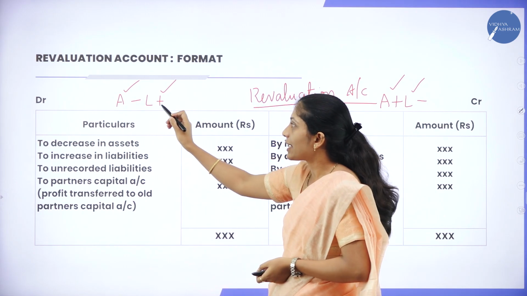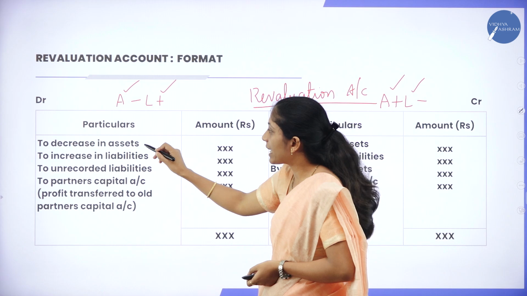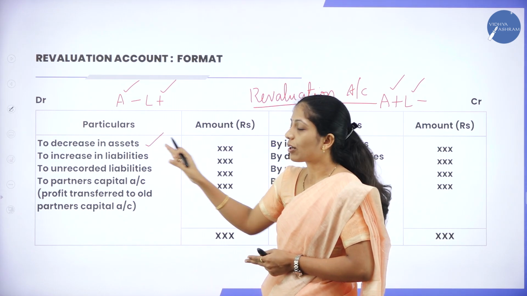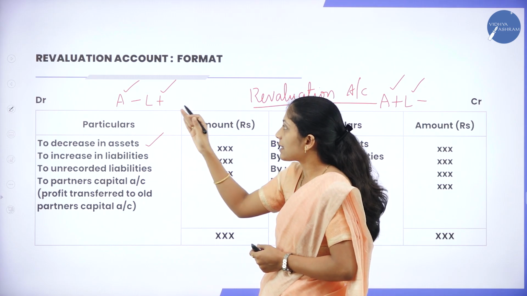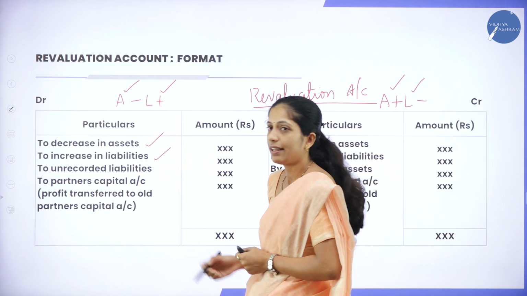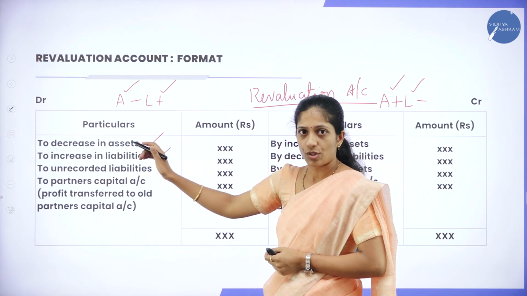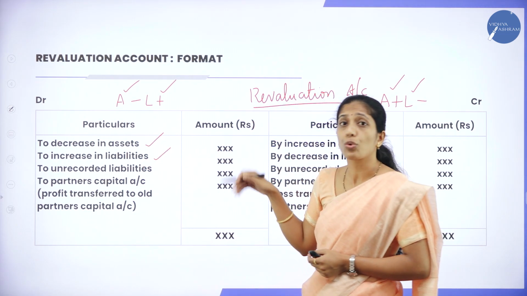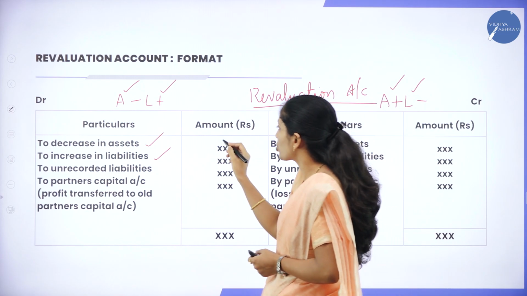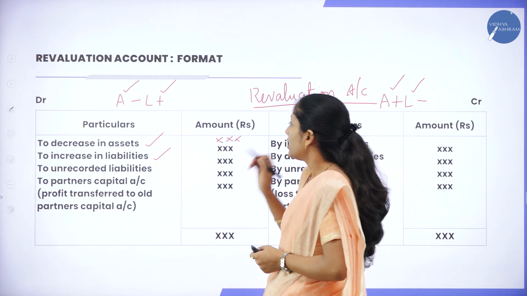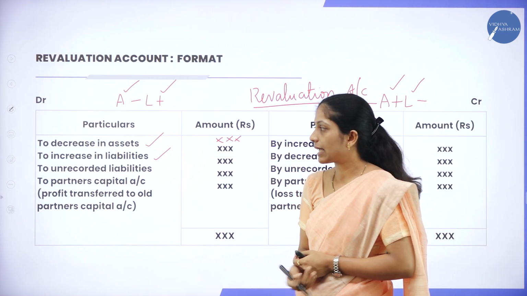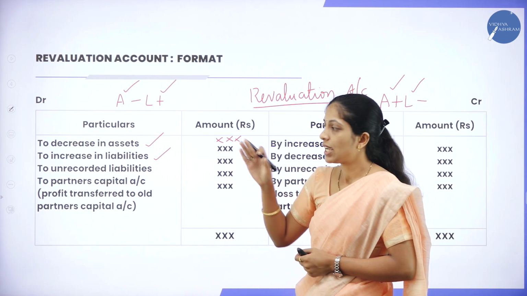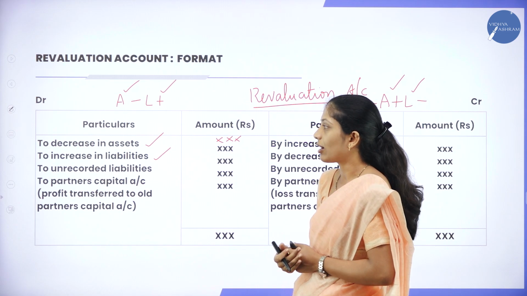Now, as I told you, A minus, in the sense decrease in assets. So if any asset value has decreased, you will record in the debit side. In the same way, L plus, increase in liabilities. Whichever asset has decreased, you will record that asset, and you will write the amount here, to what extent it has decreased. In the same way, increase in liability. If any liability has increased, you will record that liability and you will record the amount.